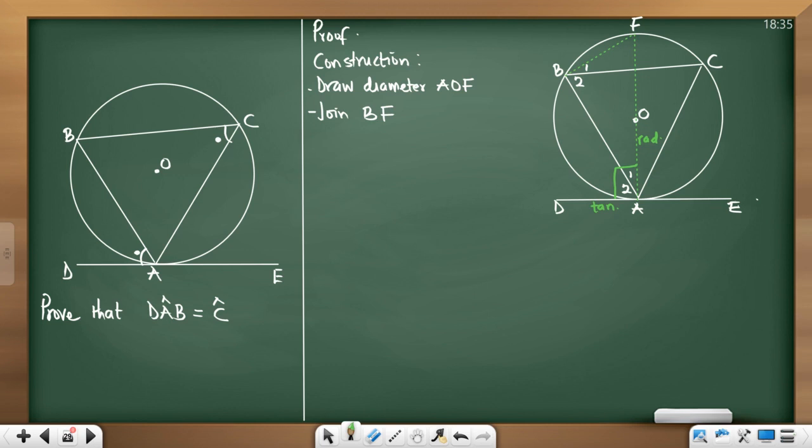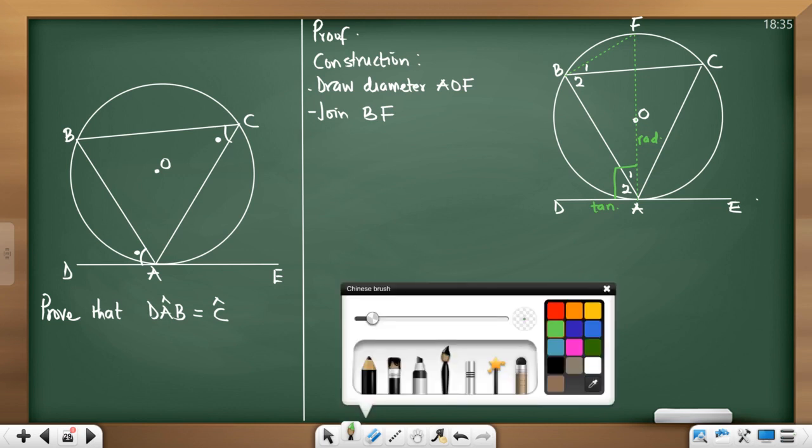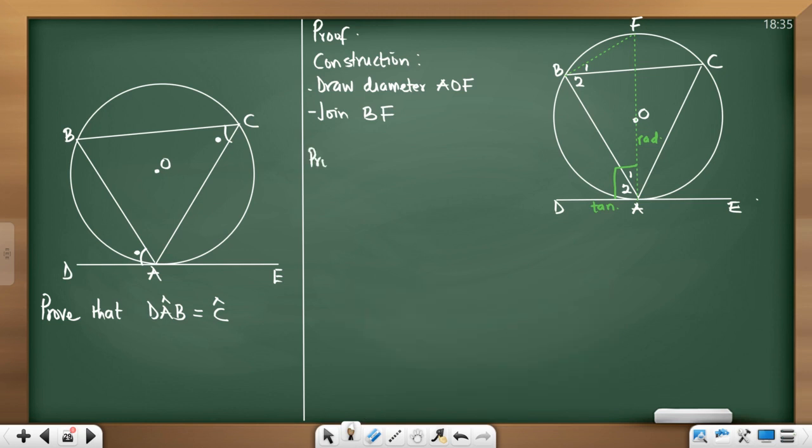All right, so we want to prove. Now, let's work with the proof. I'm done with my construction. What is my proof looking like? Angle A1 plus angle A2 is actually going to be equal to 90 degrees. What is your reason? Radius is perpendicular to tan. That's the reason. Or tan perpendicular to radius, whichever one comes first. There's no rule.